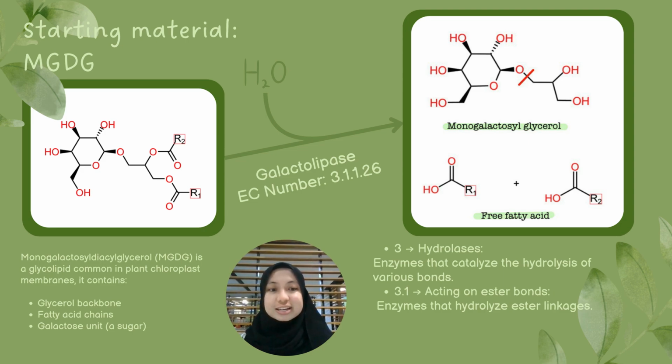In this section, the enzyme galactolipase, enzyme class number 3.1.1.26, acts on MGDG. Water, H2O, is added as part of the process, resulting in hydrolysis. The enzyme cleaves the ester bonds in MGDG, producing two key products: first, monogalactosyl glycerol, which retains the glycerol and sugar unit, and second, free fatty acids, which are released from the glycerol backbone.